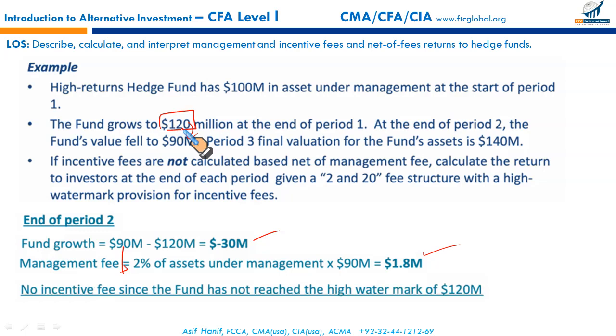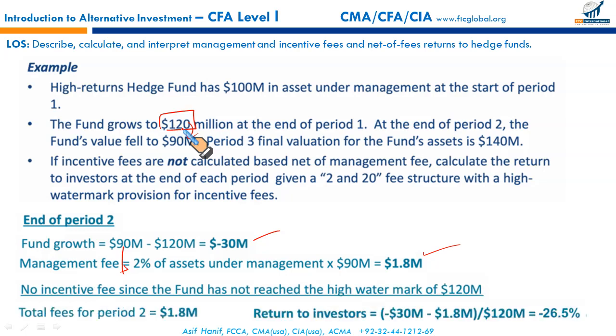And what would be the return on the fund? Of course, negative returns. Negative 30 million, the negative growth in the fund, and 1.8 million fee to the fund as management fee. So if you divide this by the beginning value of the fund, there has been a negative return to the investor of 26.5.